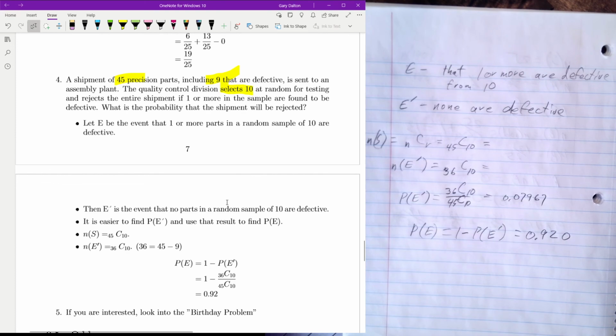If you are interested, look into the birthday problem. I believe it's written up rather extensively in the book, but it's an interesting problem. It basically goes over, in a room with so many people, how likely it is that someone has the same birthday as you, and you'd be surprised how quickly the probability gets pretty high that somebody has the same birthday as you.